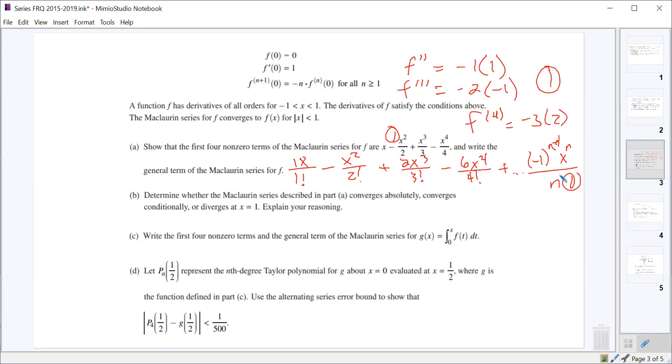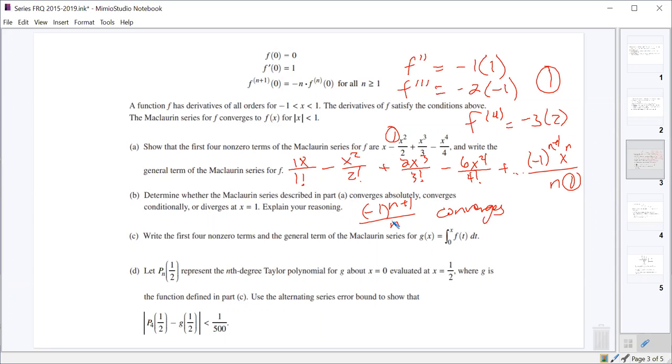term. And then we want to know, does this thing converge absolutely, converge conditionally, or diverge at x equals 1? So at x equals 1, what does this series look like? This should be just -1 to the n plus 1 over n. And this we know converges how?